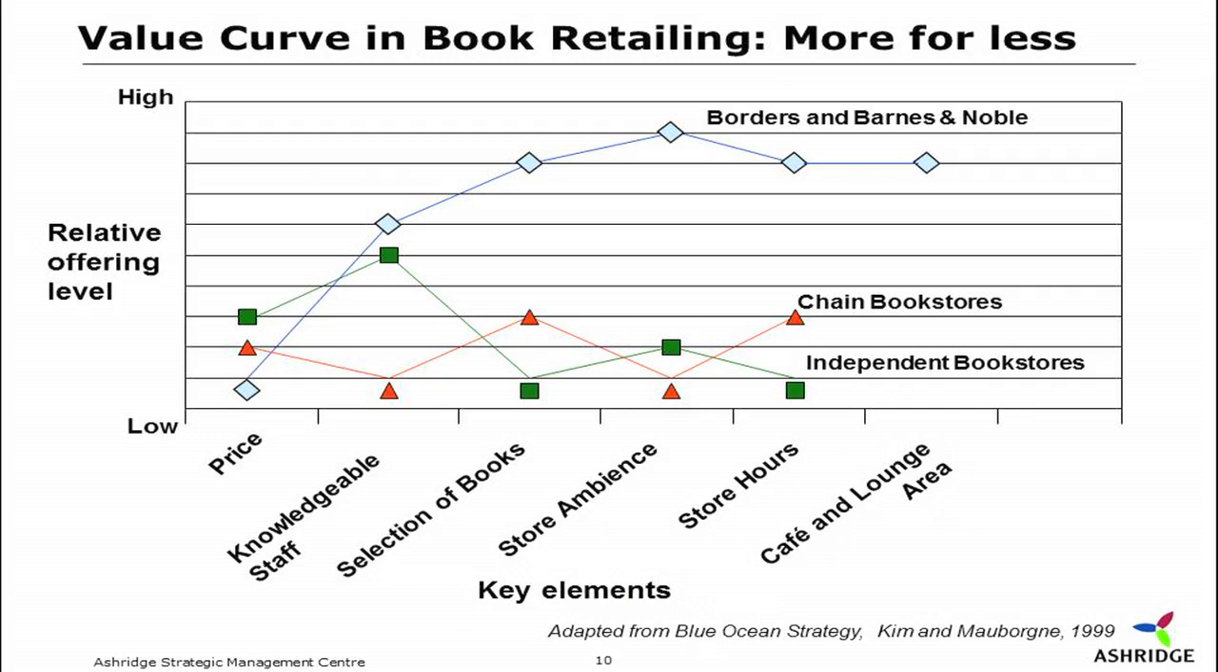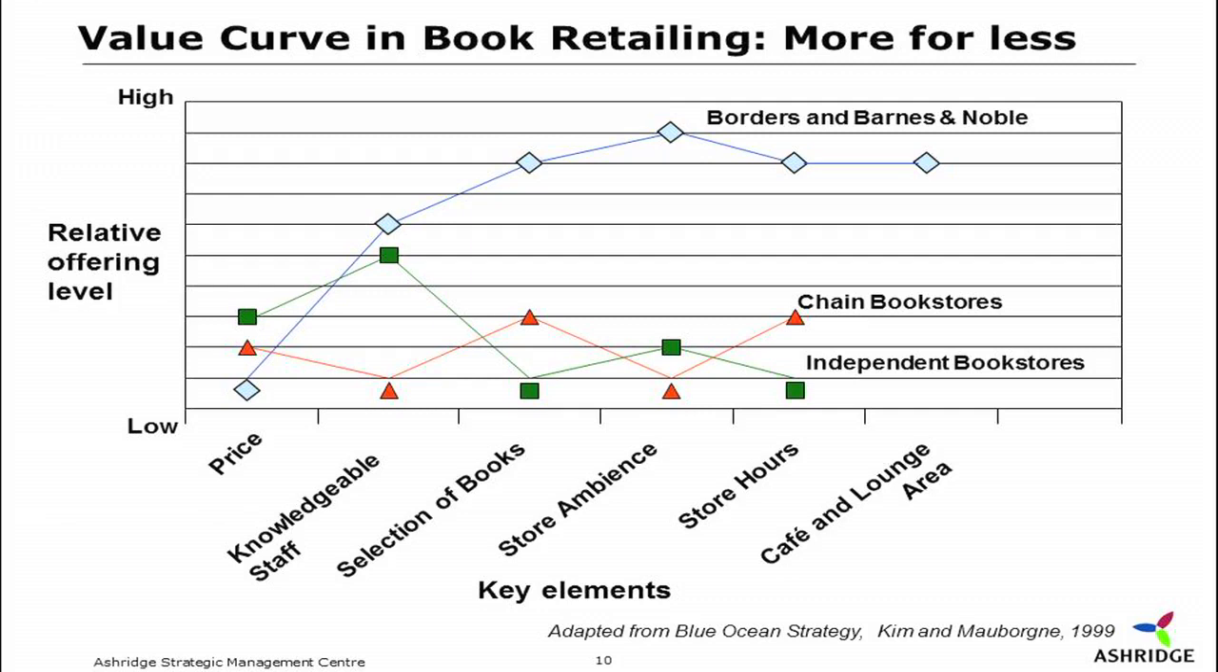So the example that is shown here is for big bookstores. One of the things you'd want to do is to be able to buy books at a low price. And what you see on the y-axis is you can have a high or a low level on each of these elements. In this case, Borders and Barnes & Noble offer the lowest price. So that's good. You want to buy things at a low price.